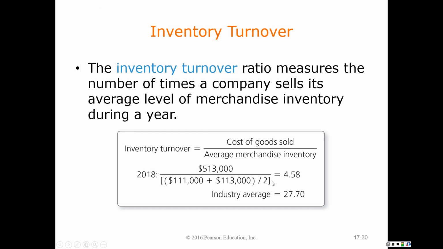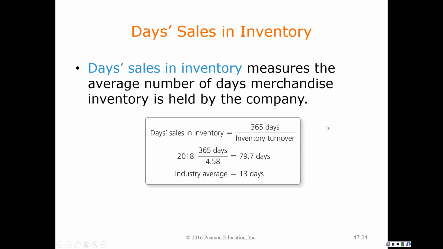And in 2018, our company was turning their inventory almost 5 times a year. But if we compare that to the industry average, it's very low compared to 28 times. So does that mean we close our doors and stop business? No. The industry average may be compiled by Fortune 500 companies, and we're just a small privately held company comparing our inventory turns to companies that are larger than us.